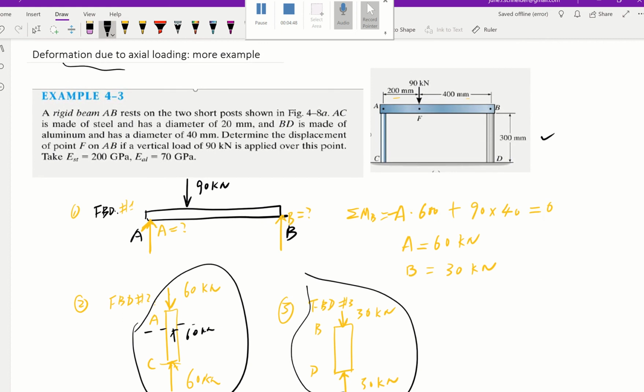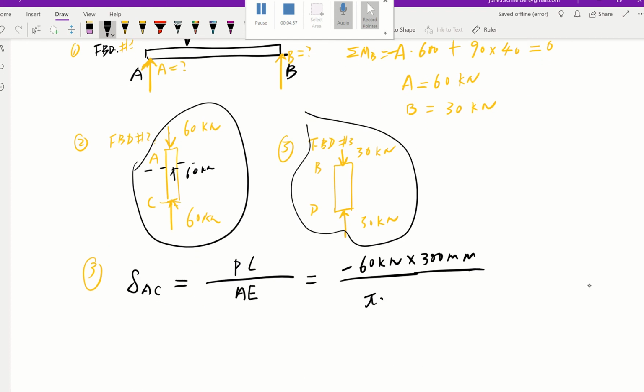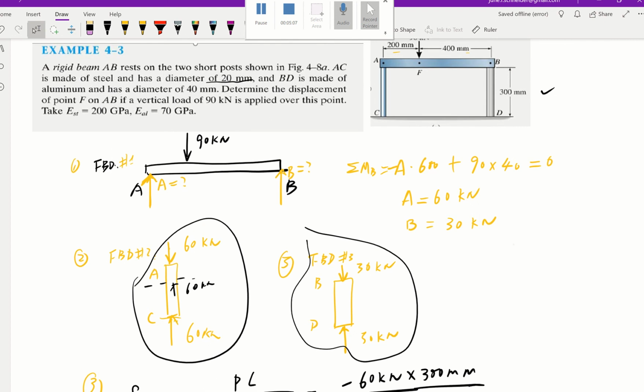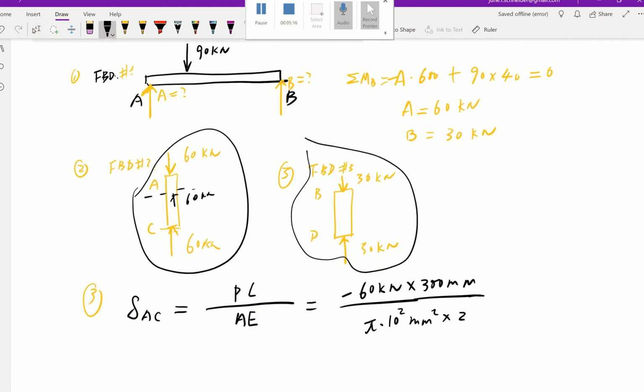And the area, do we know the area of AC? They told us AC has a diameter of 20, which means r will be 10, so the area is pi r squared, in square millimeters. And how about our elastic modulus? AC is made of steel, and it's 200 gigapascal. Okay, so that's what we have, and that's how much deformation happens at AC.